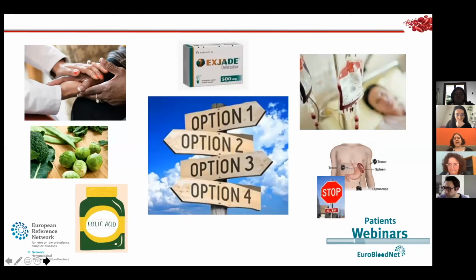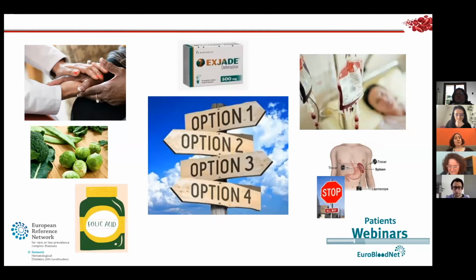And there's lots of different options, and not every option will be open to every patient, but it's important to explore all of these options. So for example, I've put here somebody having a blood transfusion, and I think one of the participants in the chat was mentioning about being transfusion dependent.